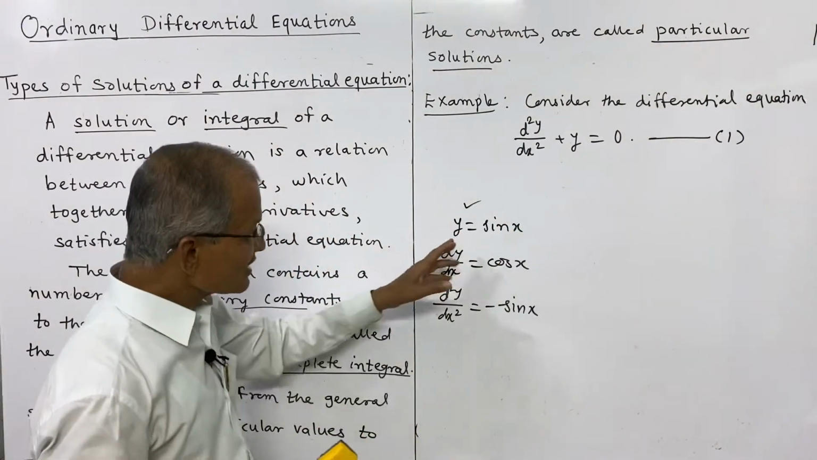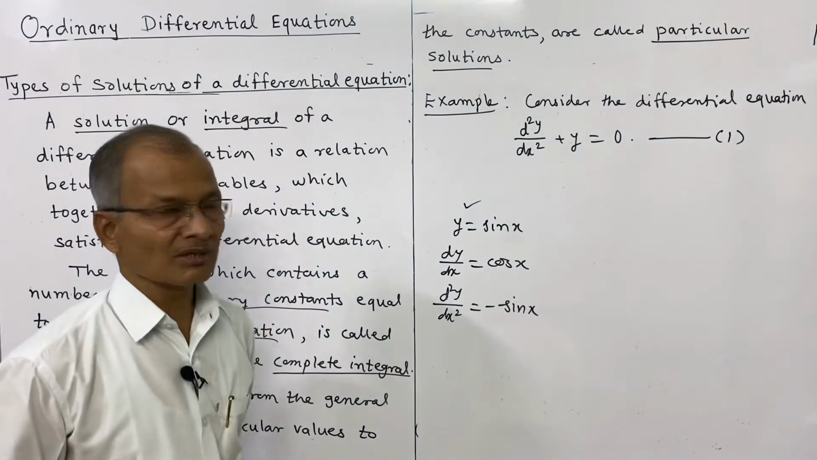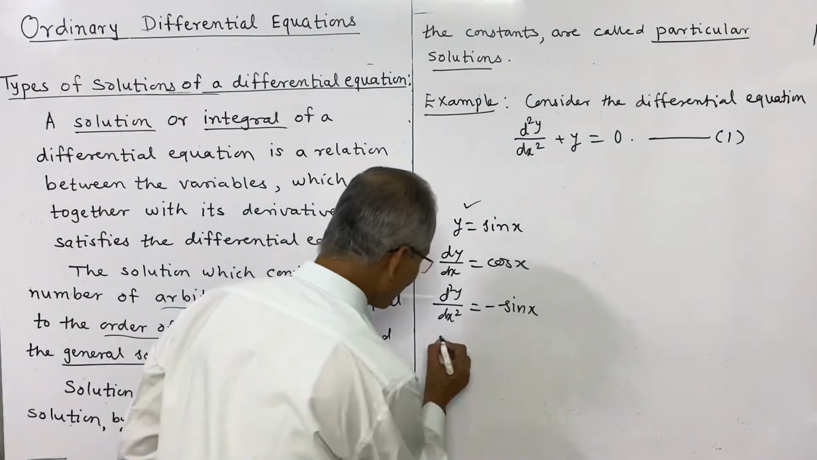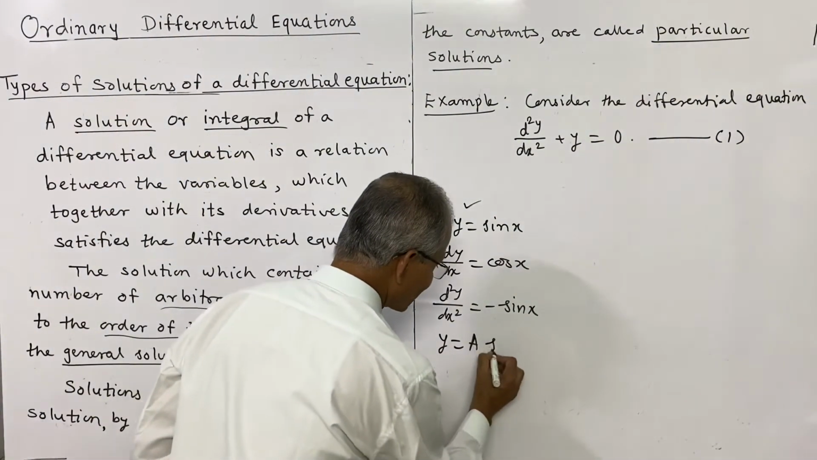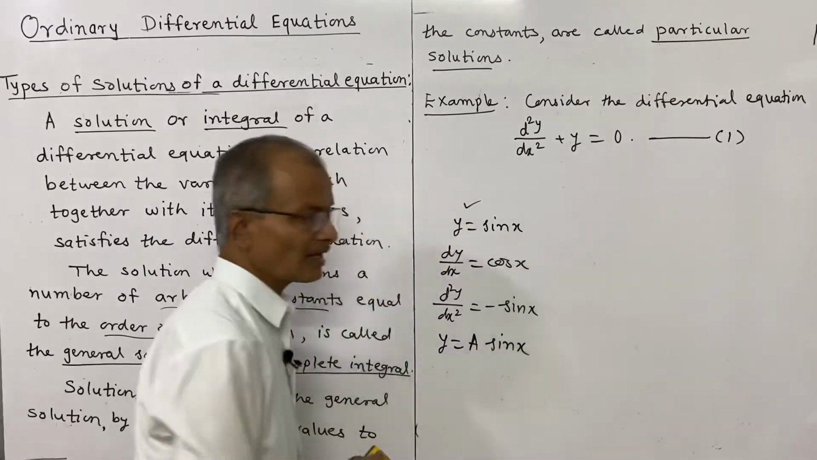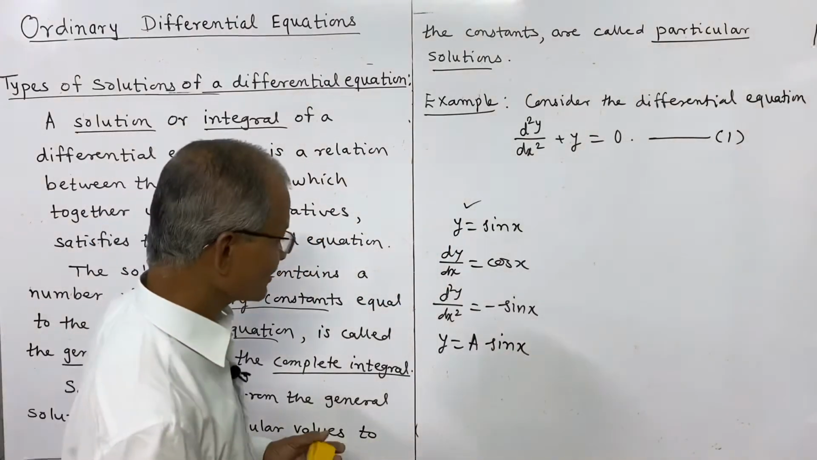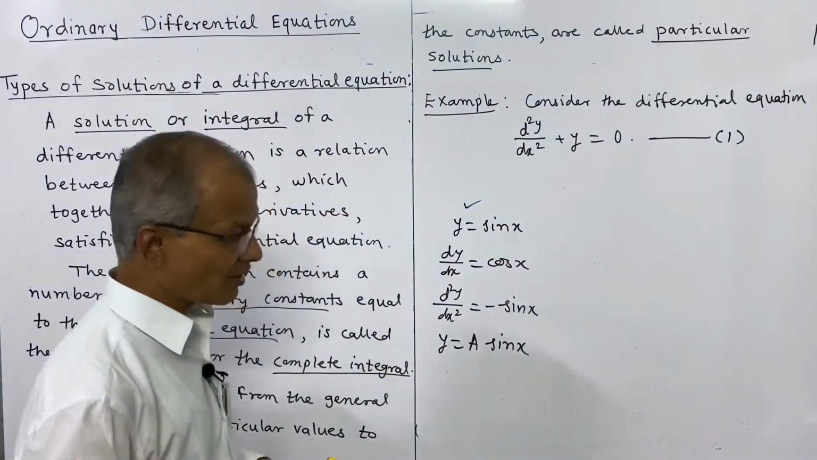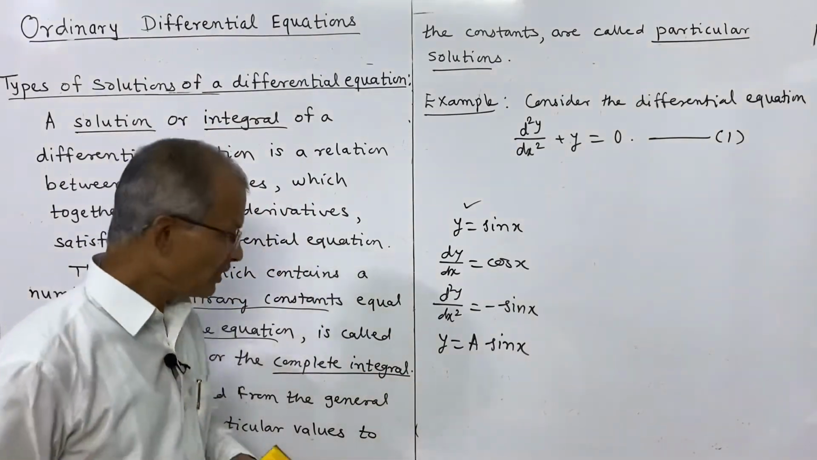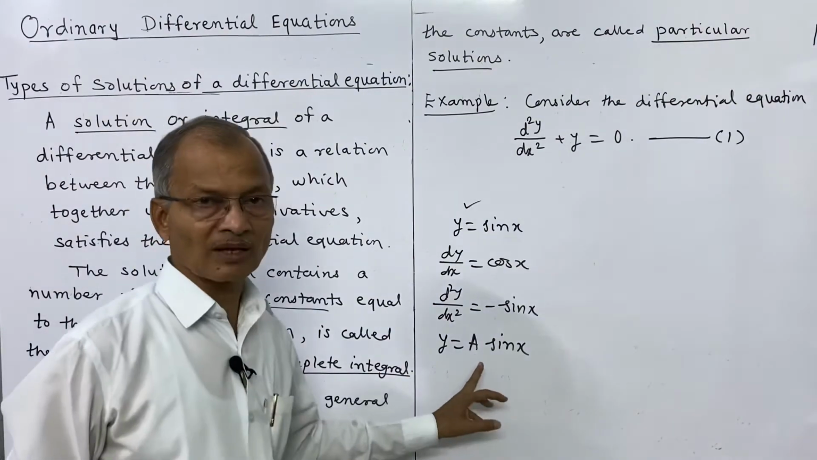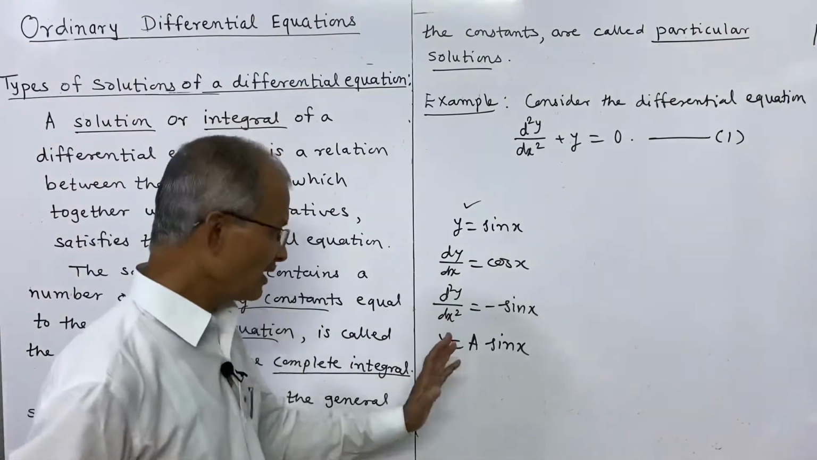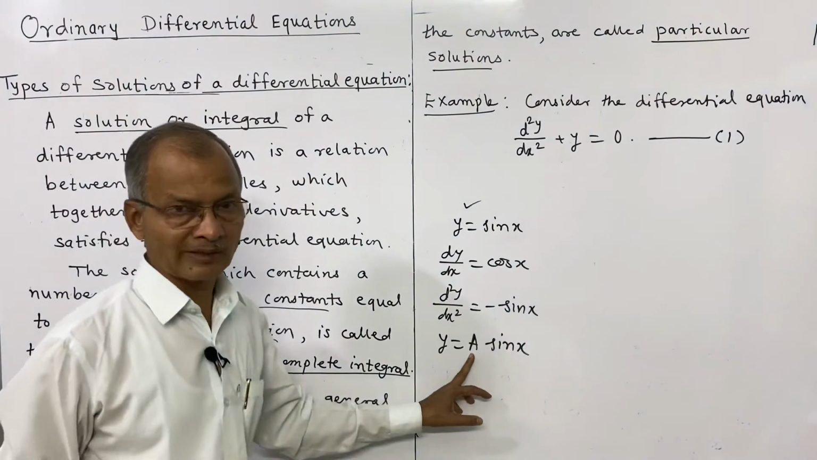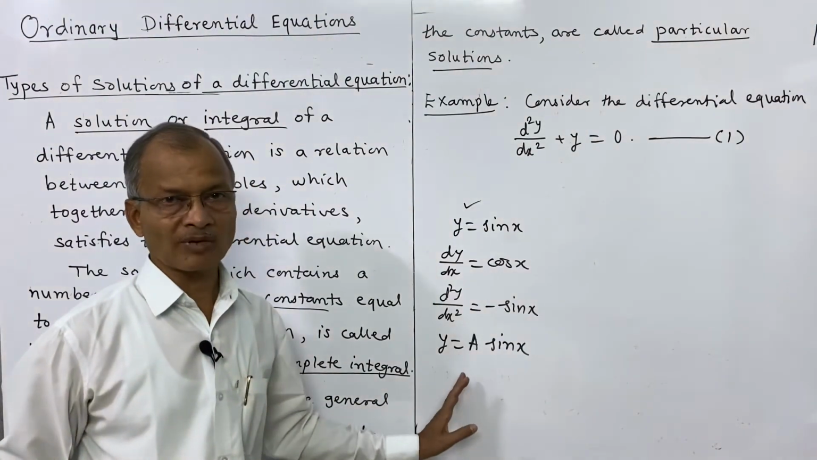Now if y equal to sine x is a solution, then y is equal to a into sine x is also a solution, where a is an arbitrary constant. What is the difference between an arbitrary constant and a constant? An arbitrary constant can take any real number value. We can assign any value. a may be 1, 2, 3, etc. That is known as an arbitrary constant.